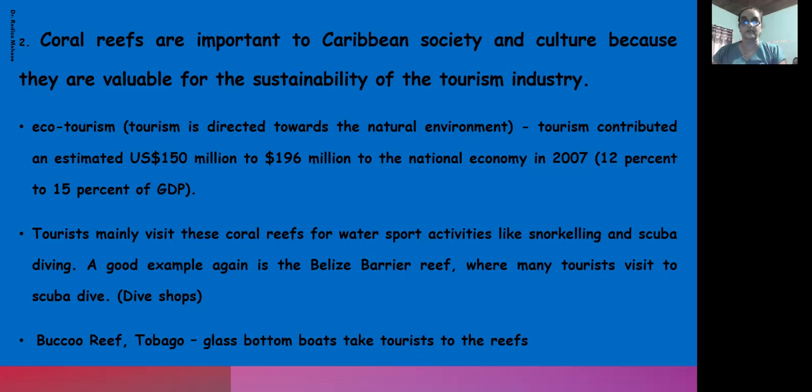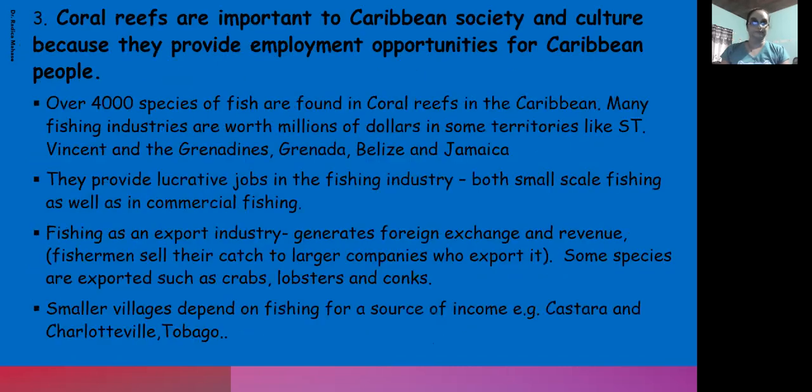So it also generates employment in that area. And in this case, it's not just international tourists. It's also local tourists coming from Trinidad. Okay, so the second value importance was the sustainability of the tourism industry, specifically ecotourism.